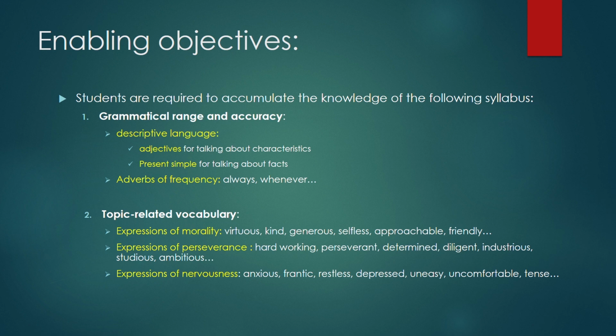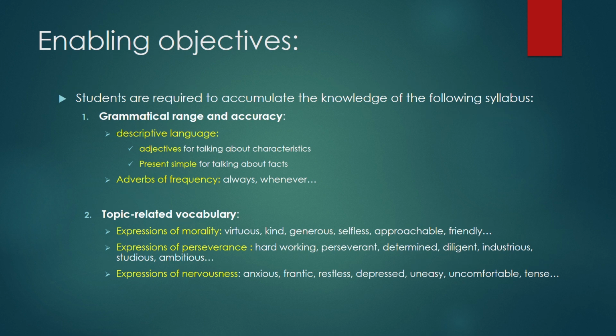We have expressions of morality. A virtuous person is somehow, let's say, a religious person who is really focusing on what is good, what is moral. A kind person is someone who is really nice, let's say, a generous person who has no reserve, granting money to other people, helping other people financially. Selfless is a person who always prioritizes other people instead of focusing on themselves at first. Approachable people are, let's say, people who are always smiling at you whenever they see you. Unfriendly is probably the same. So these are positive adjectives.